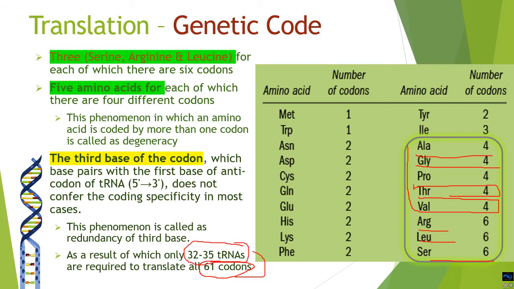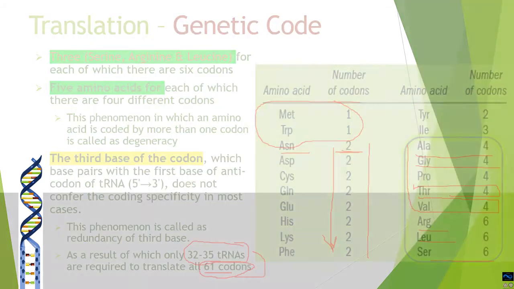So we don't need 61 tRNAs to decode 61 codons. Only about half of them are needed for the decoding process during translation. Each amino acid has at least 2 codons, except methionine and tryptophan, which have one codon only, and the rest usually have degeneracy and ambiguity of the third base.